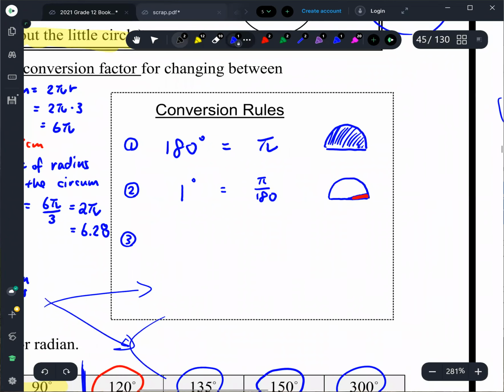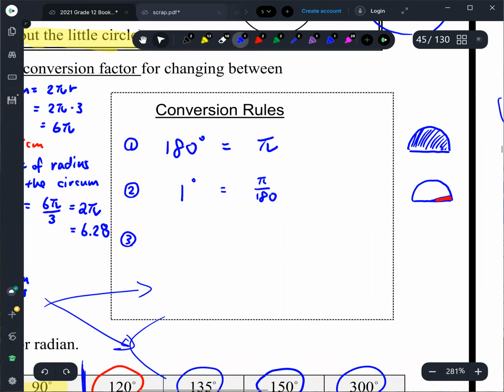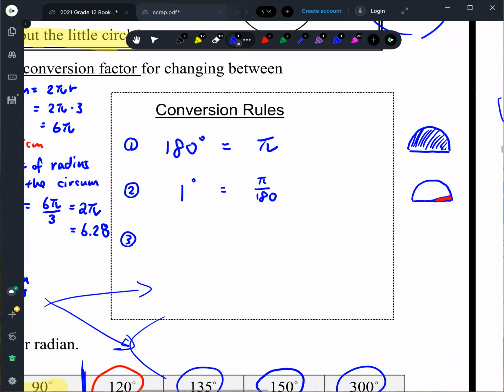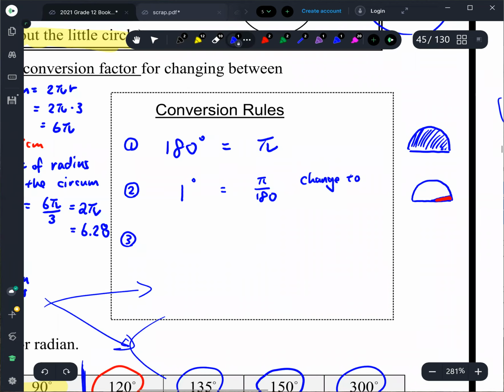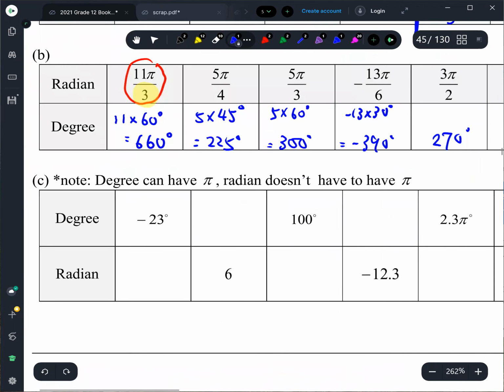Let's put a picture on the side, okay? So for the second formula, you will use it when you want to change to radian. Okay, you know how big 1 degree is? For example, I want to figure out 5 degrees. Then you multiply by 5, right? 1 times 5 will give you 5 degrees. So let's look at an example, right? Look at the bottom here. I want to change to radian, right?